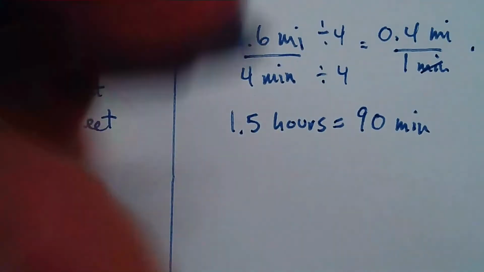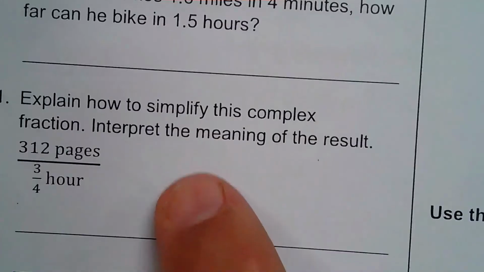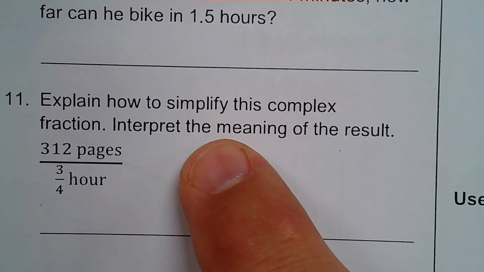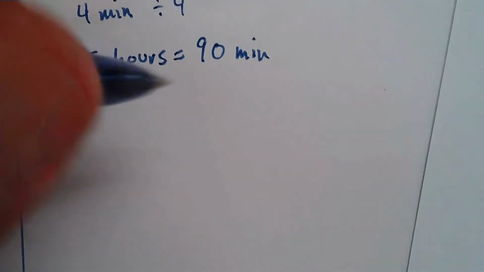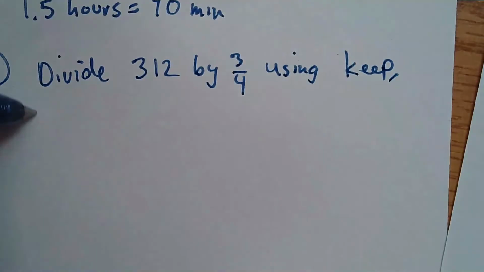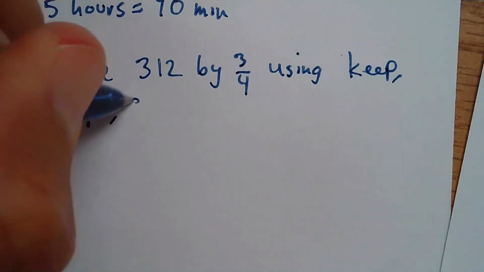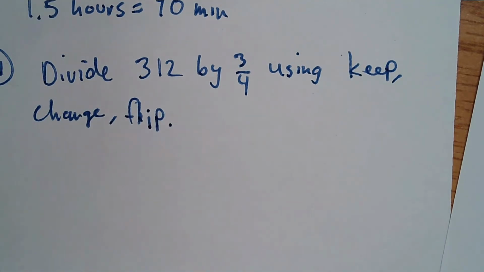Okay, number 11. Explain how to simplify this complex fraction. Interpret the meaning of the result. Okay. So divide 3 1/2 by 3/4 using keep, change, flip. Interpret the meaning of the result.